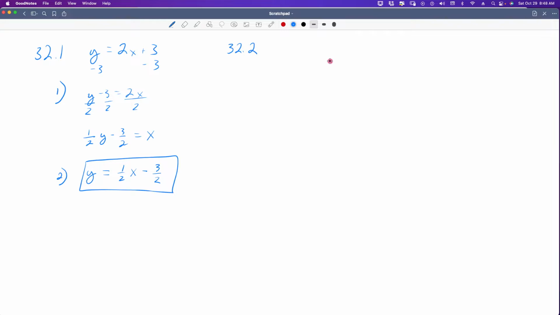32.2. We need to find the inverse function of y is equal to negative 2x plus 5. So step 1, we solve for x. We subtract 5 from both sides. Y minus 5 is equal to negative 2x, right? Divide everything by negative 2. So we have negative 1/2 y plus, because a negative over negative is a positive, 5 over 2 is equal to x.